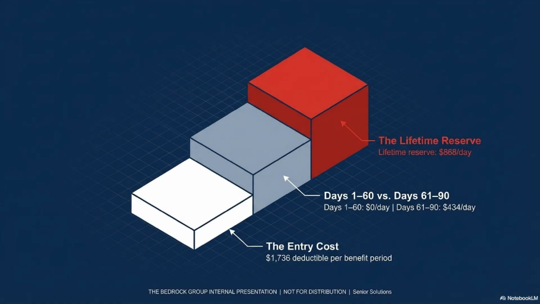Medicare Part A has three main cost components that your clients need to understand. First, there's the entry cost, which is the initial deductible. In 2026, that's $1,736. This is triggered every time a new benefit period begins. Second, there's the difference between days 1 through 60 and days 61 through 90. During the first 60 days, Medicare covers hospital costs after the deductible with no daily copay. But starting on day 61, your client begins paying a daily coinsurance of $434 per day, all the way through day 90. And third, there's the lifetime reserve, which we'll cover in detail shortly.